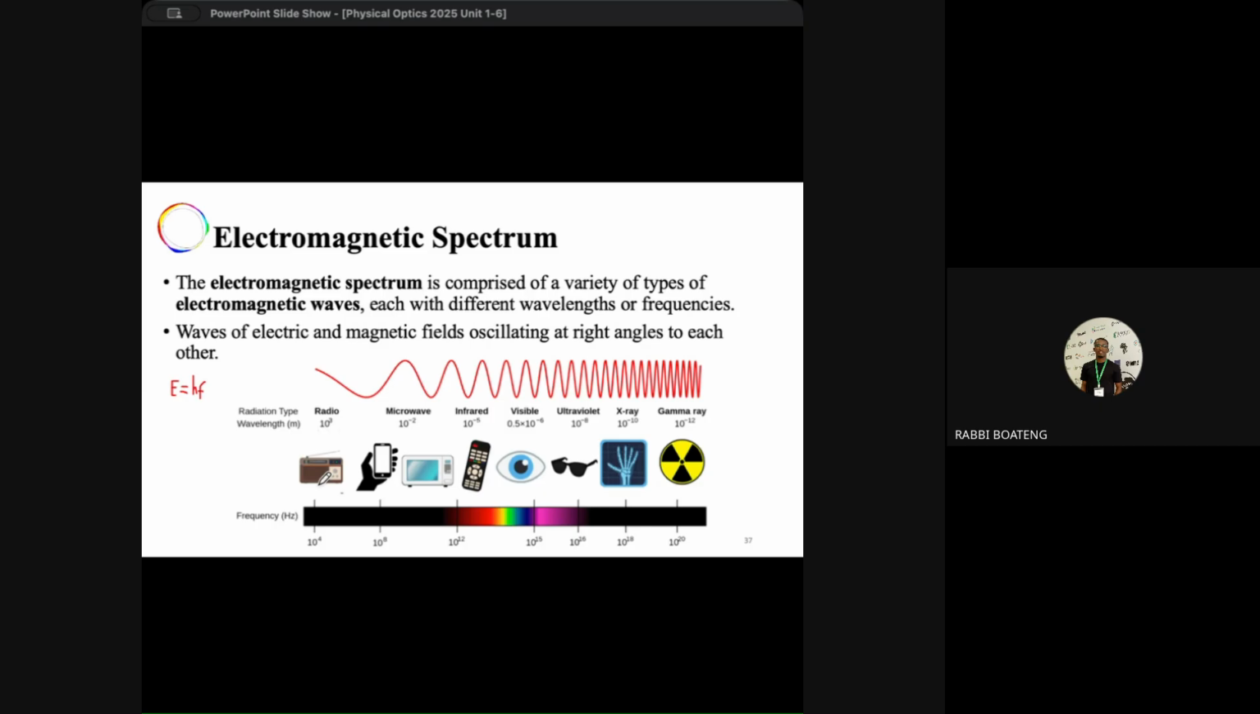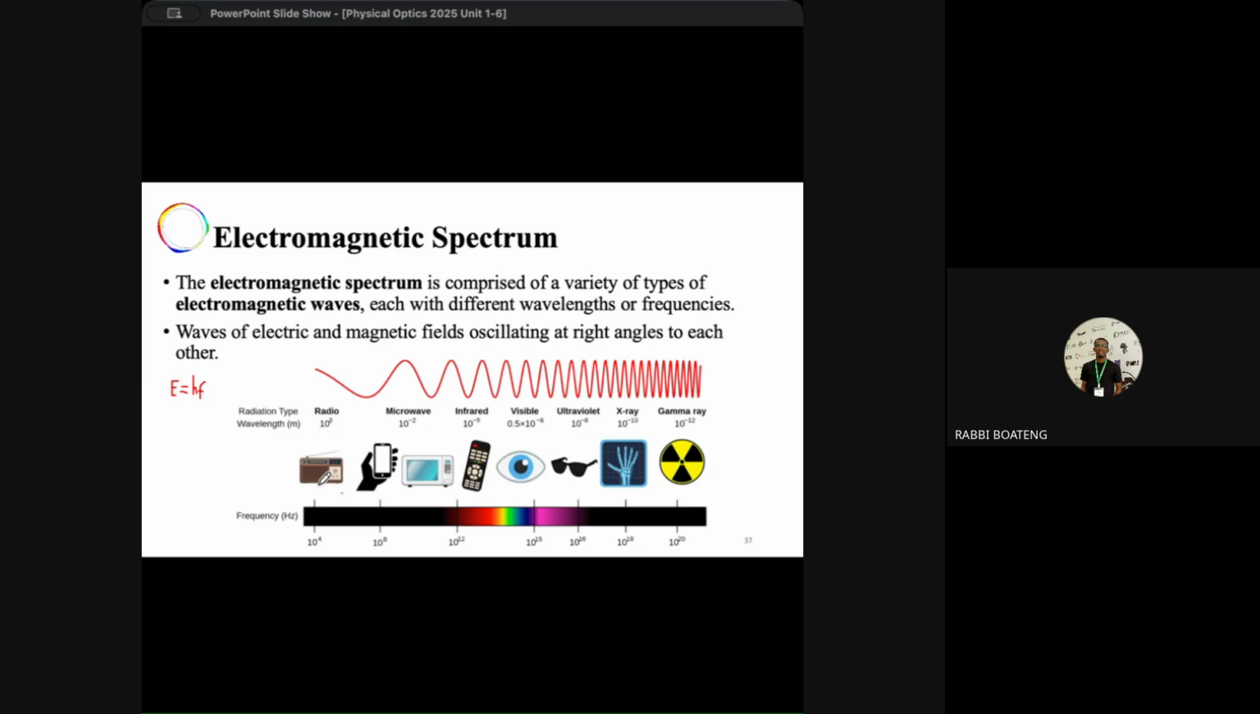Okay, so let's look at the parameters in this particular equation. What does the E represent? What does the h represent? What does the f represent? This is a question to the class. E represents the energy. F is the frequency. And then h is the Planck constant. Perfect. So we have the energy, the Planck constant, and frequency.